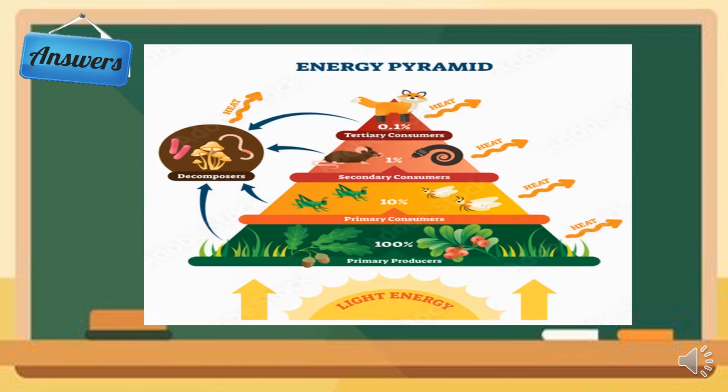So here is my sample of an energy pyramid. We have the decomposers, we have also the tertiary consumers, the secondary consumers, the primary consumers, and we have the light energy.